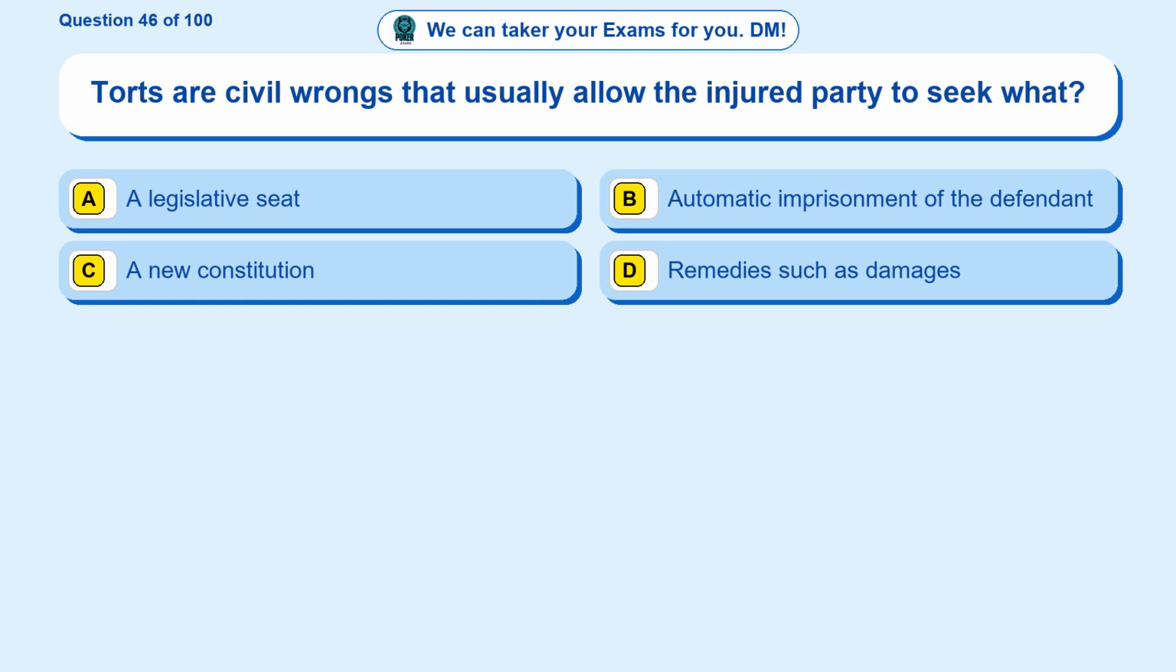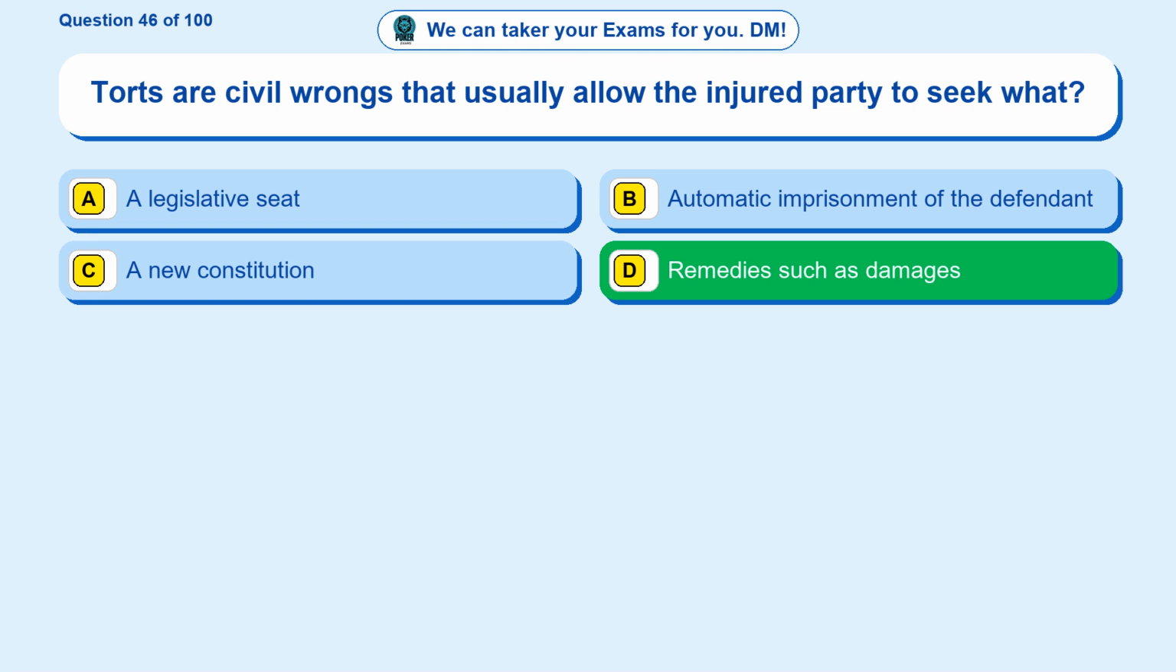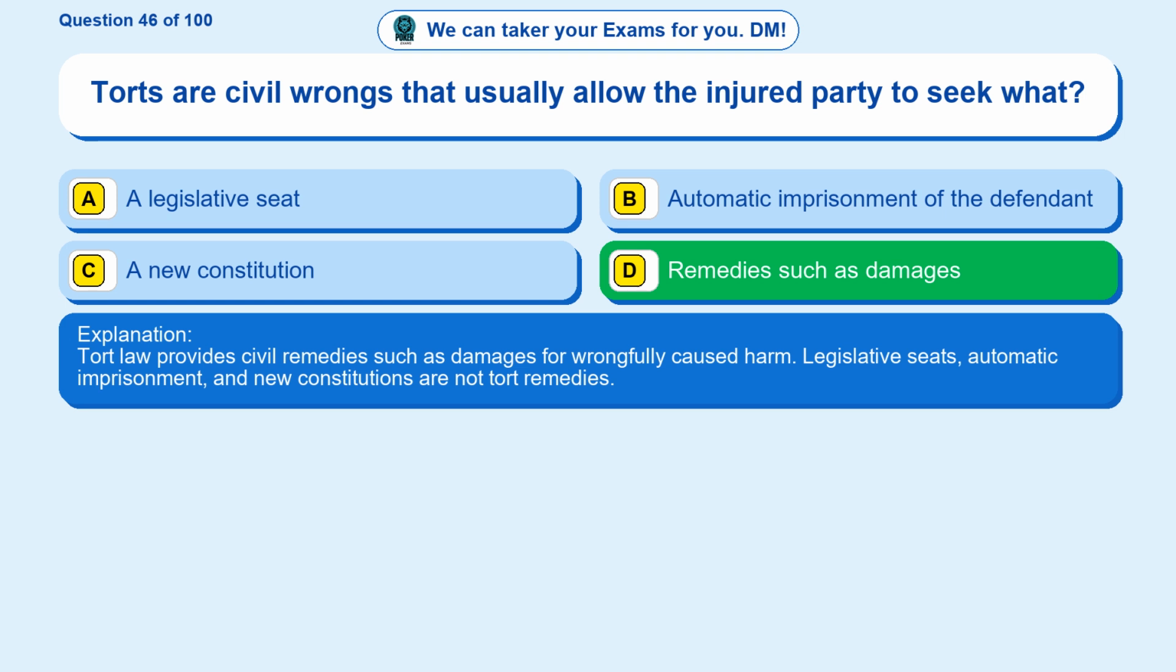Question 46. Torts are civil wrongs that usually allow the injured party to seek what? Option A, a legislative seat. Option B, automatic imprisonment of the defendant. Option C, a new constitution. Option D, remedies such as damages. The correct answer is option D. Remedies such as damages. Tort law provides civil remedies such as damages for wrongfully caused harm. Legislative seats, automatic imprisonment, and new constitutions are not tort remedies.